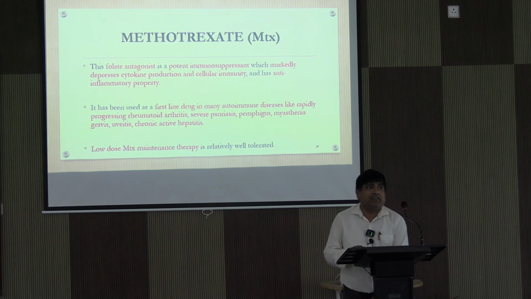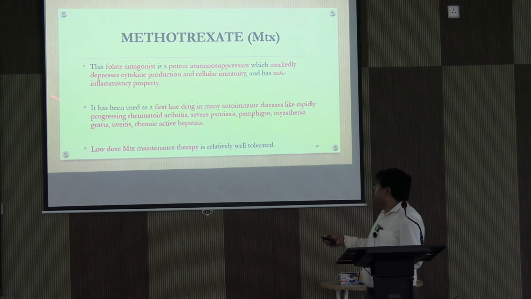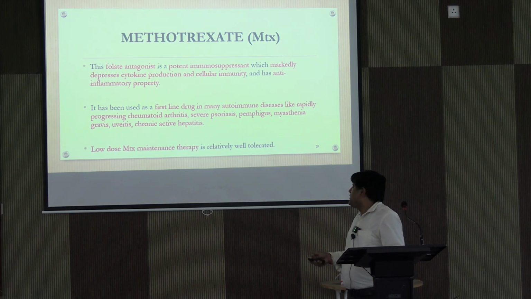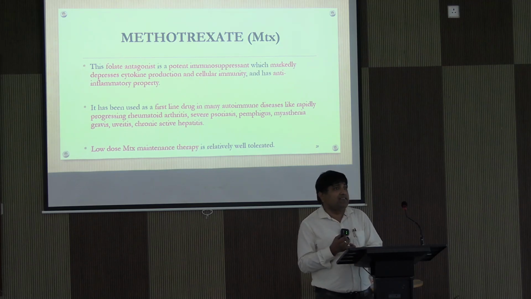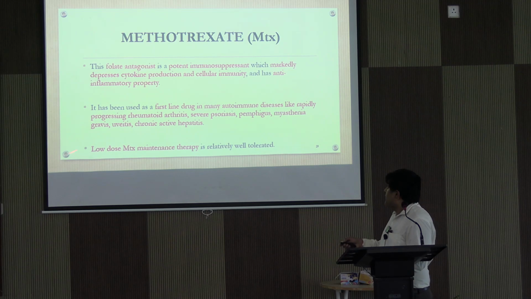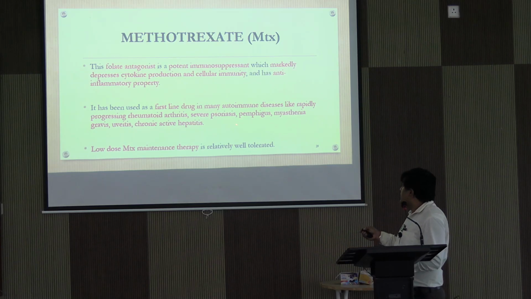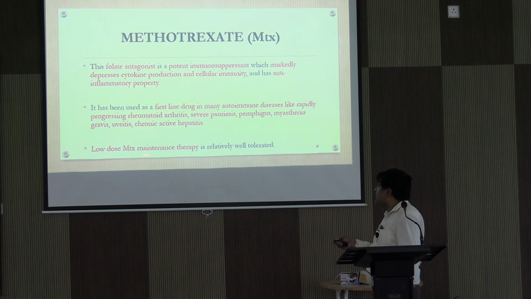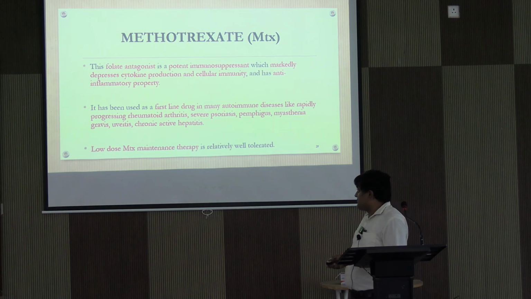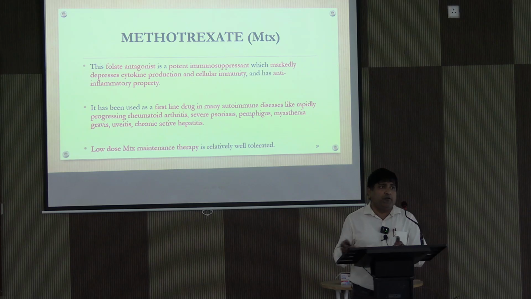Coming to Methotrexate, it is an antifolate, basically it is a folate antagonist. It has a potent immunosuppressant action and anti-inflammatory action as well. Now, it is a first line drug in many autoimmune diseases like rapidly progressing rheumatoid arthritis. It is a drug of choice. Severe psoriasis, pemphigus, myasthenia gravis, uveitis, chronic active hepatitis. Low dose methotrexate maintenance therapy is well tolerated by many of the patients.